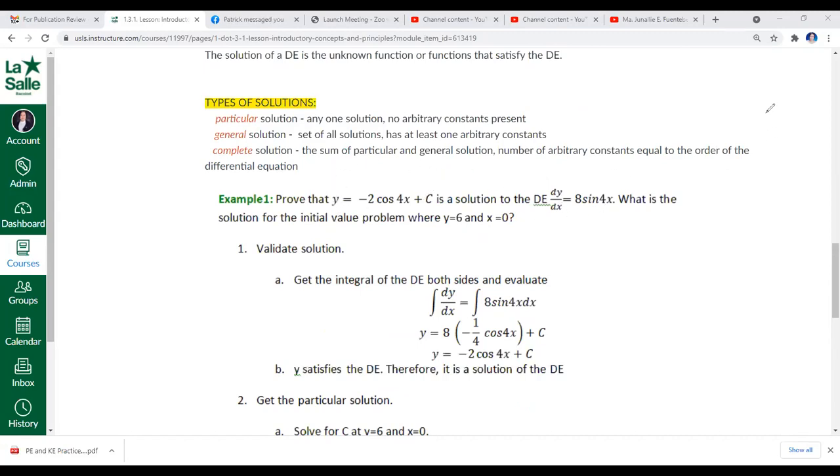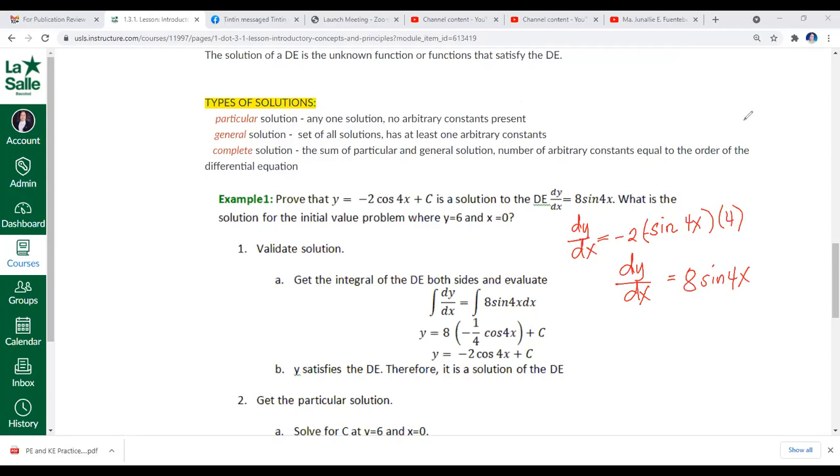So if I differentiate this one, what I'll be getting is dy/dx. I'll be differentiating this in terms of x, and I'll also be differentiating this in terms of x. So I will have -2, the derivative of cosine is sine 4x, and that would be negative. And then the derivative of 4x in terms of x is 4. The derivative of a constant c is 0. So now I have dy/dx is equal to, this is negative, positive, and this is 2 times 4, that would be 8 sine of 4x.